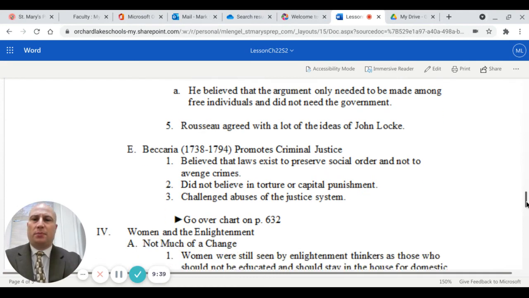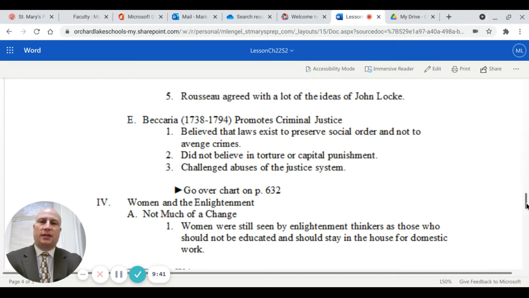Next, we have Beccaria, Cesar Beccaria, 1738 to 1794. He was a promoter of criminal justice. He believed that laws exist to preserve the social order and not to avenge crimes. He did not believe in torture or capital punishment. And also he challenged the abuses of the judicial system.